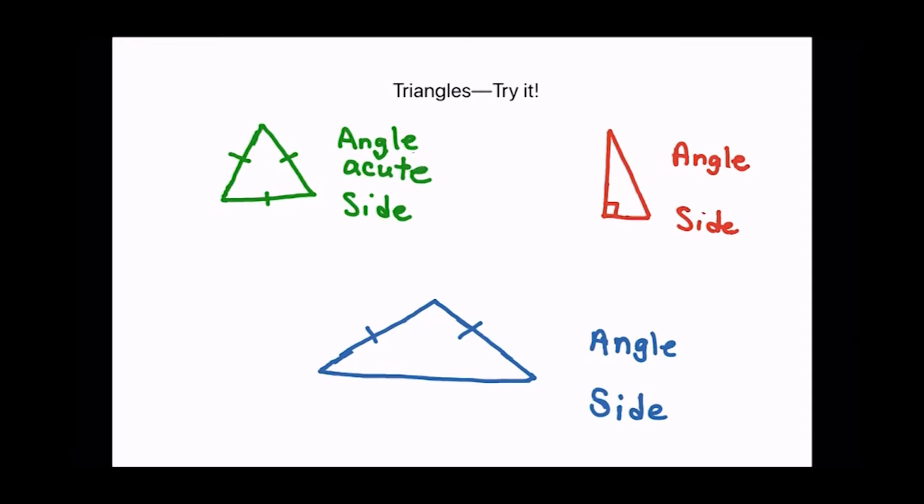Now let's look at the sides. I'm noticing that it has these marks, meaning they're equal. So this is an equilateral triangle. So this is an acute equilateral triangle.